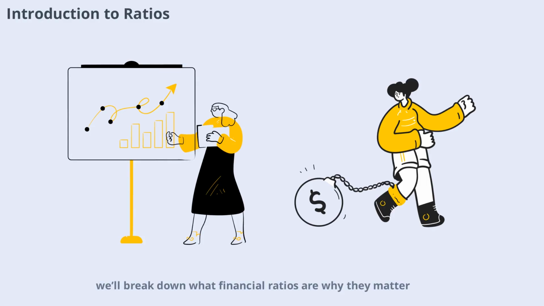In this video, we'll break down what financial ratios are, why they matter, and how you can use them to analyze a company's performance. Whether you're a student, investor, or business owner, understanding these ratios will help you make smarter decisions. We'll start by defining financial ratios and then move through the most important categories, giving you practical examples along the way. Let's get started by exploring the basics and setting the stage for a clearer understanding of financial health.